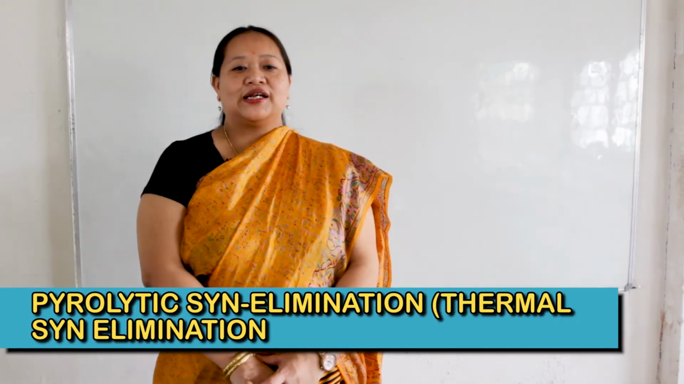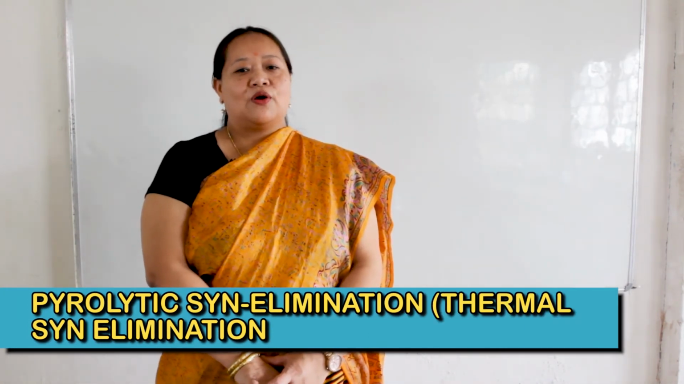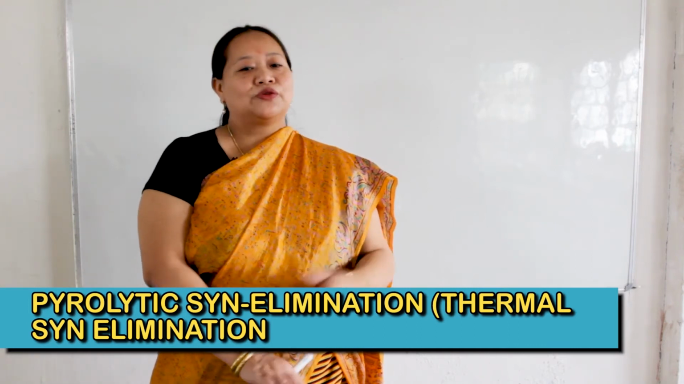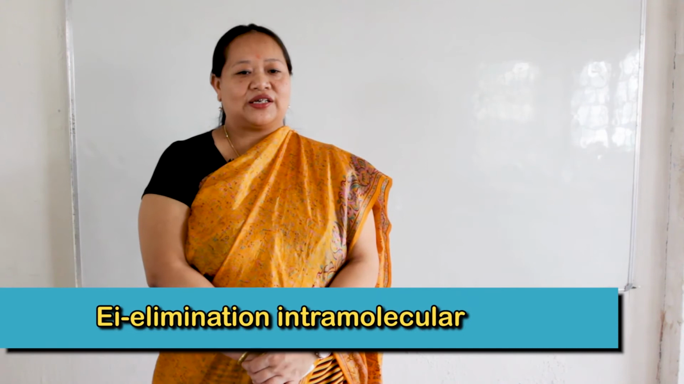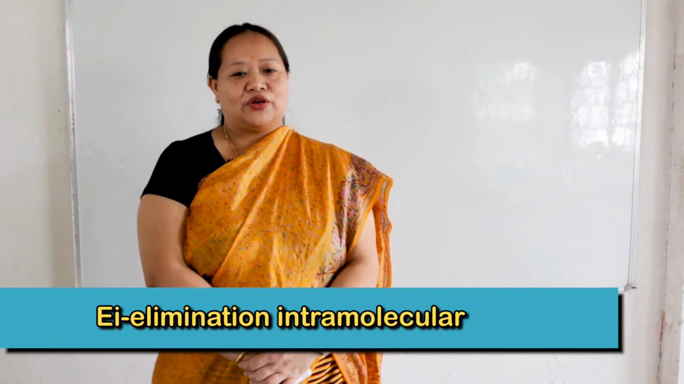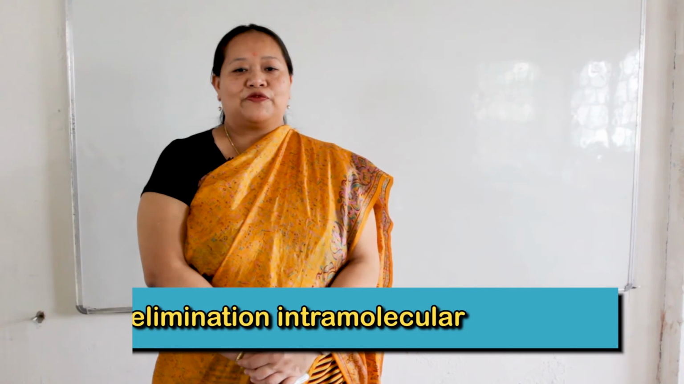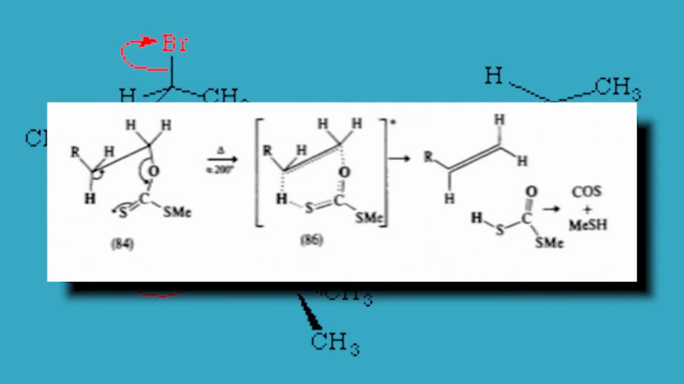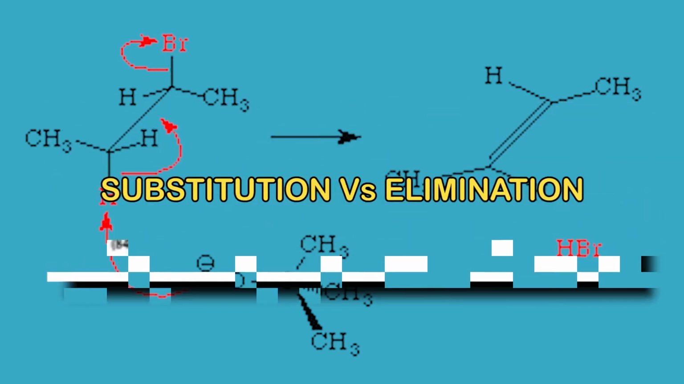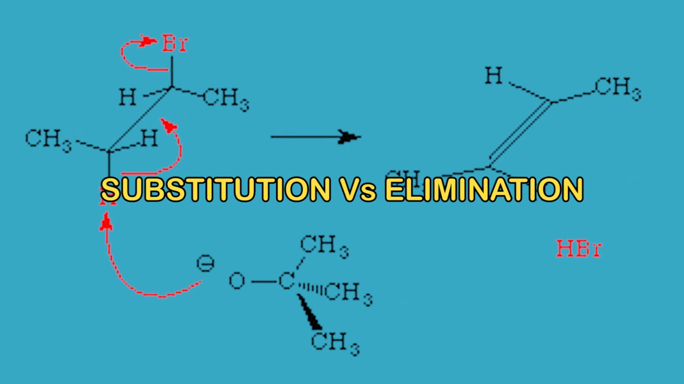Another reaction which occurs via syn elimination is the pyrolytic syn elimination, or thermal syn elimination. It is also referred to as Ei elimination reaction, that is, Ei intramolecular. In this type of reaction, they undergo pyrolytic elimination at high temperatures. For example, if you look here, xanthates undergo syn elimination Ei at around 200 degrees Celsius to give the final alkene product. Now let us come to the substitution reaction versus elimination reaction.